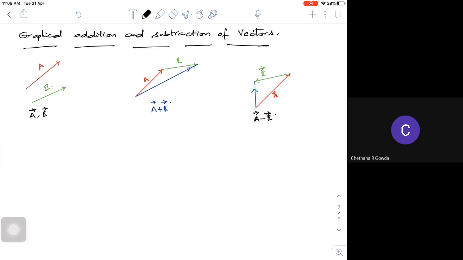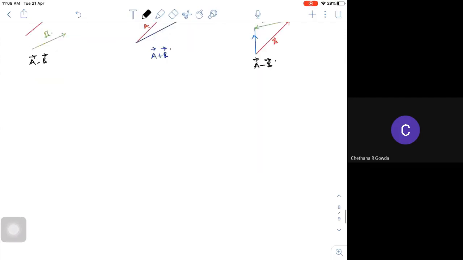What are the simple steps to draw a velocity triangle? Simple steps to draw velocity triangle.